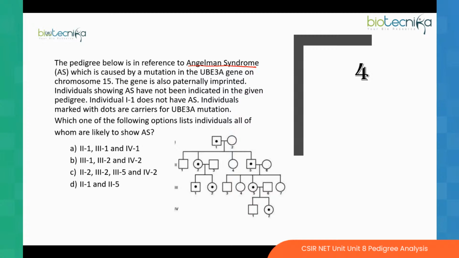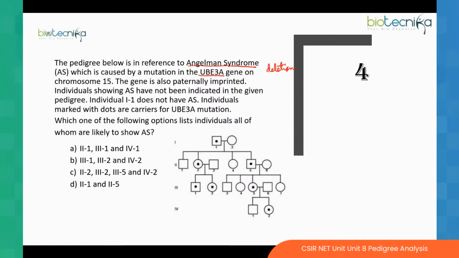So, what is Angelman syndrome? Let's have a little background. Angelman syndrome is a genetic disorder caused, as mentioned here, by a mutation in this particular gene present on chromosome number 15. Especially, it is a deletion. A deletion happens in this particular segment in chromosome number 15, and that results in Angelman syndrome.